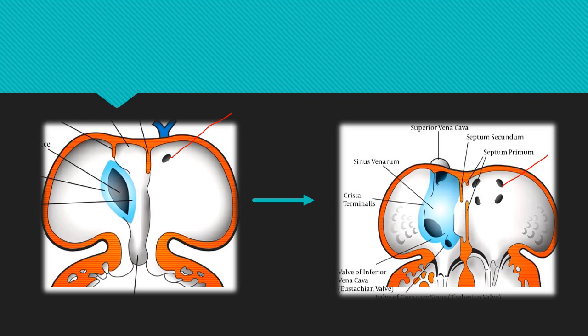So like this, the left atrium is developed from the left half of the primitive atrium, and most of the ventral part is developed from the left half of the atrioventricular canal. So like this, we can see the absorption of the four pulmonary veins in the left atrial part. So this is about the venous valves in the right atrium and left atrium.